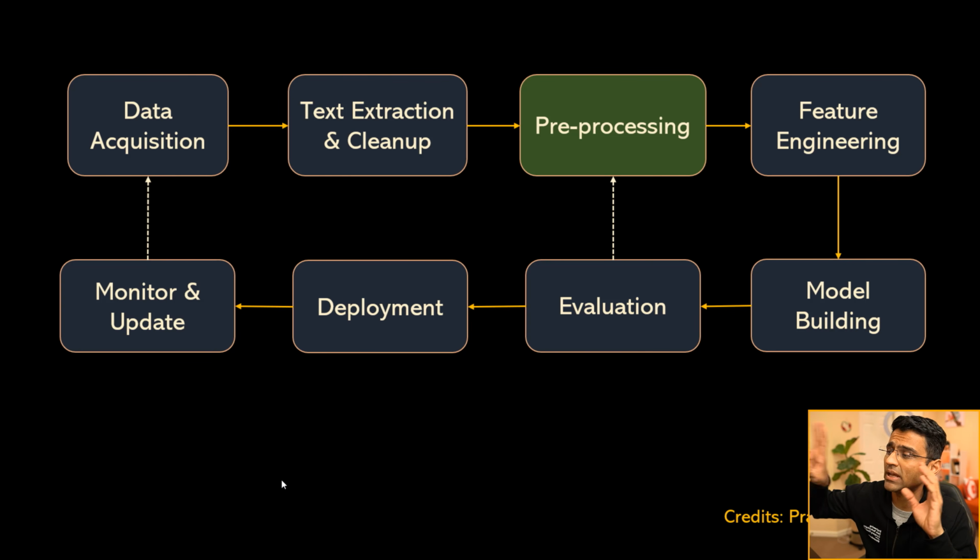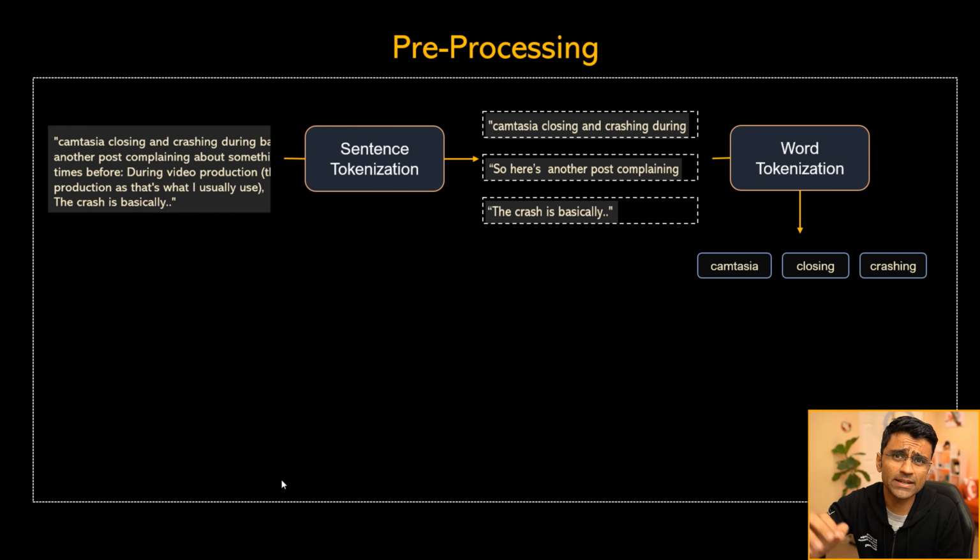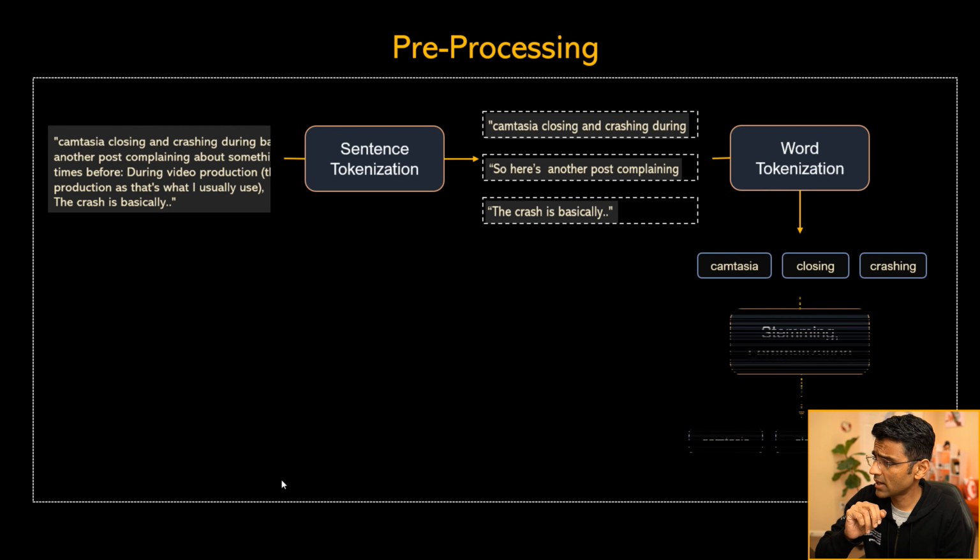The data acquisition and text extraction and cleanup step is something we can maybe take a look at later, maybe in the end-to-end NLP project. But in pre-processing, what we learned was there is a step called sentence tokenization. When you have a paragraph of text, you first separate it out in sentences, and then each sentence you split it out into the words. So that's called word tokenization. So we are going to see how you can do both of these things in Spacy library.